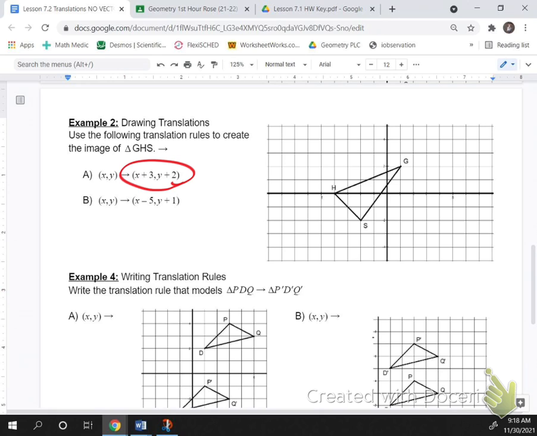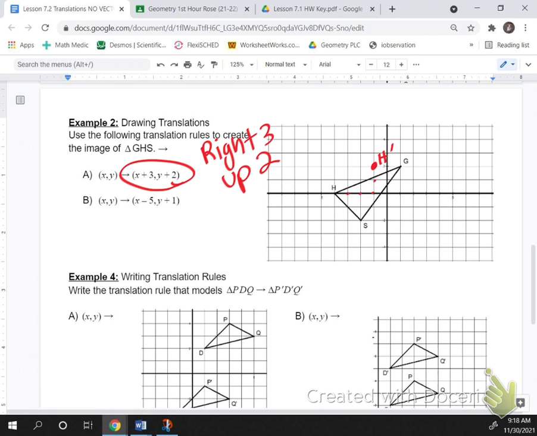X plus 3, what's that? To the right 3. Yeah. And? Up 2. Great. Let's do it. Let's do that now. I'm going to take H. I'm going to go right 1, 2, 3, and up 1, 2. I'm going to put a point there and label it H prime.